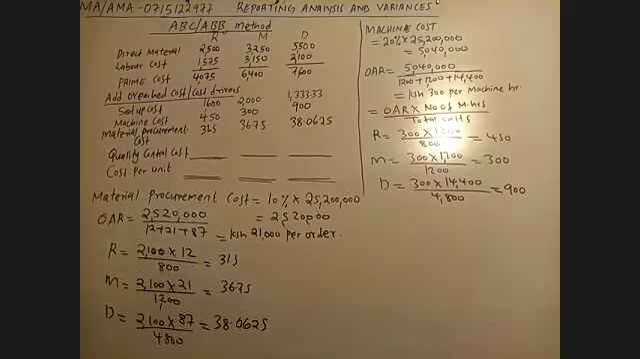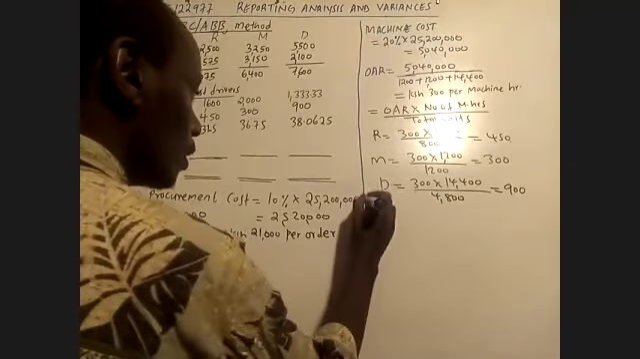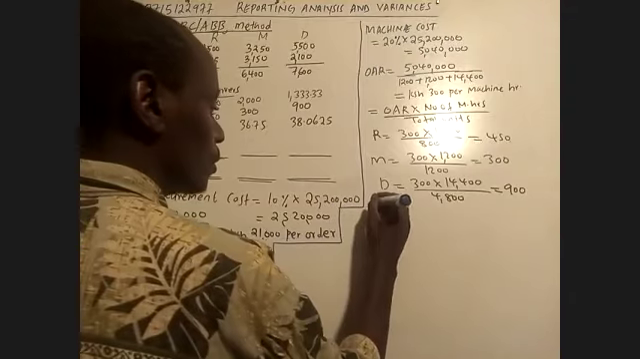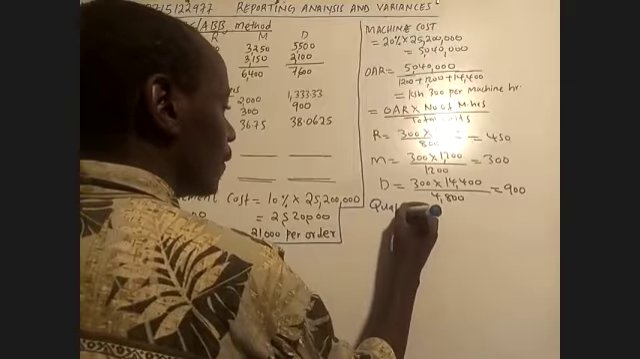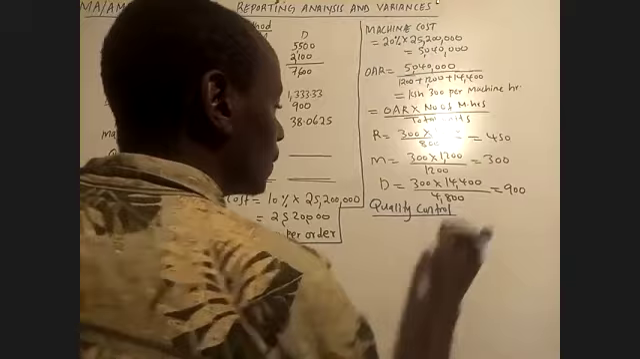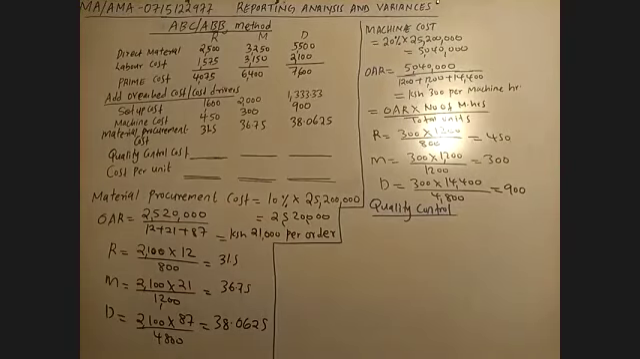Now that we have done that, the last is quality control. I missed a zero. The side above is 21,000, and below I used 2,100. Oh. So this one is supposed to be 21,000.